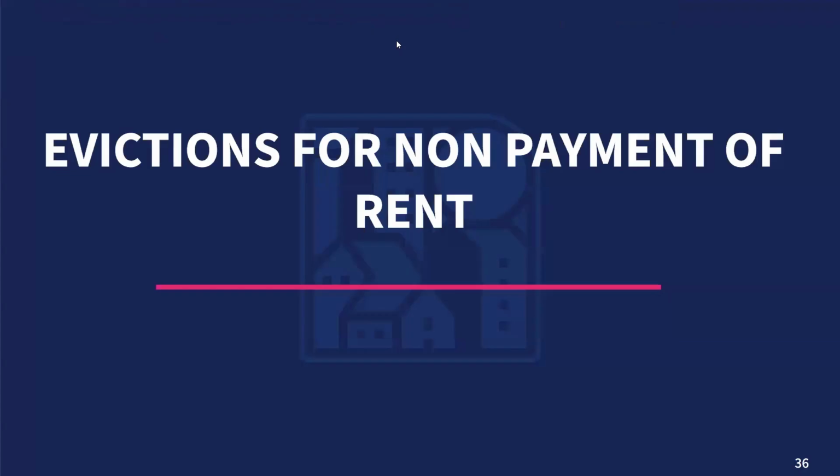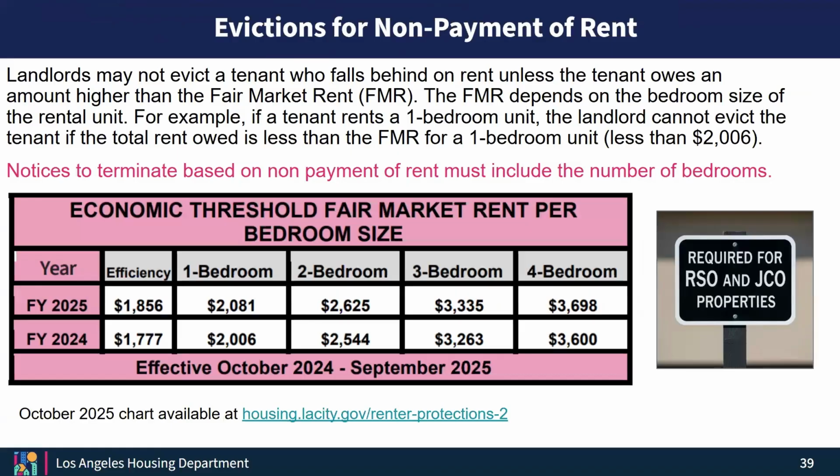Next slide. Eviction for non-payment of rent. Landlords may not evict a tenant who falls behind on rent unless the tenant owes an amount higher than the fair market rent. The fair market rent depends on the bedroom size of the rental unit. For example, if a tenant rents a one-bedroom unit, the landlord cannot evict the tenant if the rent owed is less than the fair market rent for a one-bedroom unit. Currently it's $2,006 for a one-bedroom unit. Actually, 2025 is $2,081.